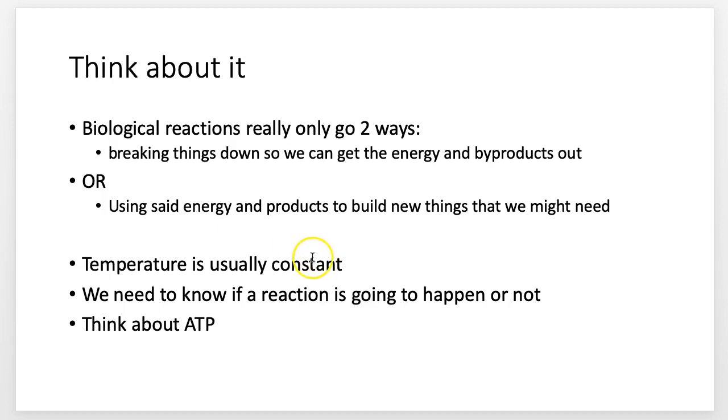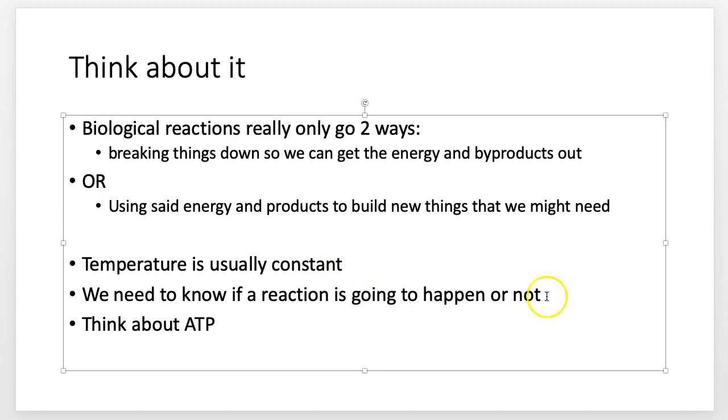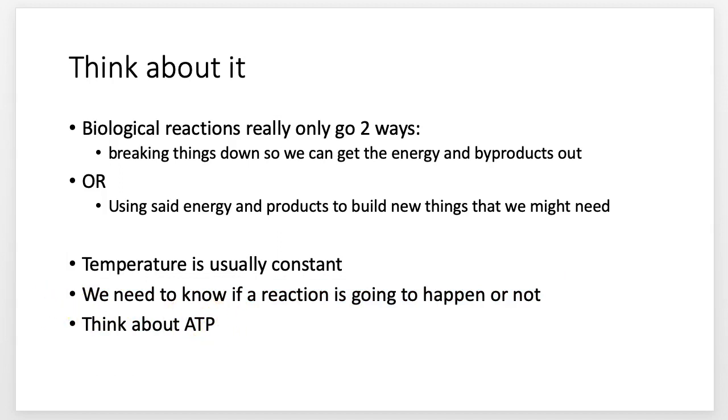Okay, our temperature is going to stay constant. We need to know if the reaction is going to happen or not. That's where our delta G is going to come in. And ATP is going to be our key into these reactions and what actually is happening, okay?